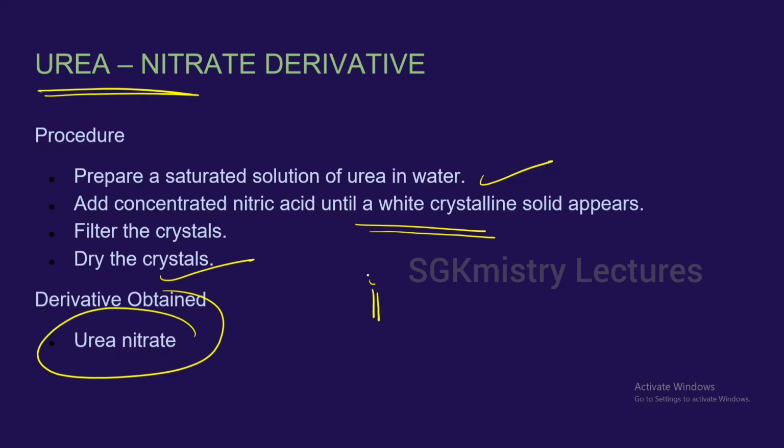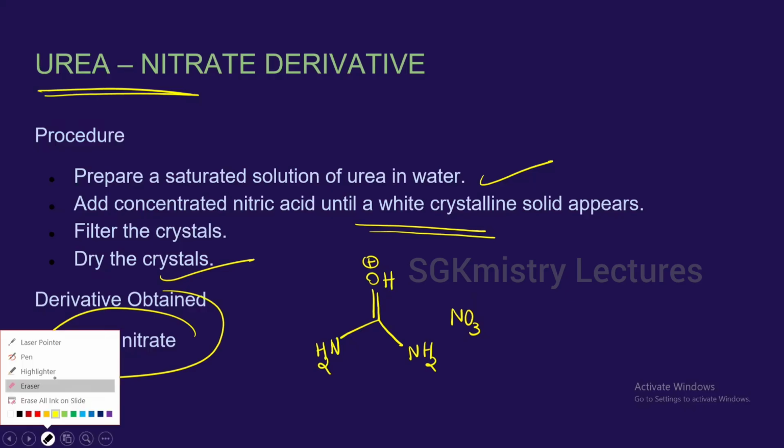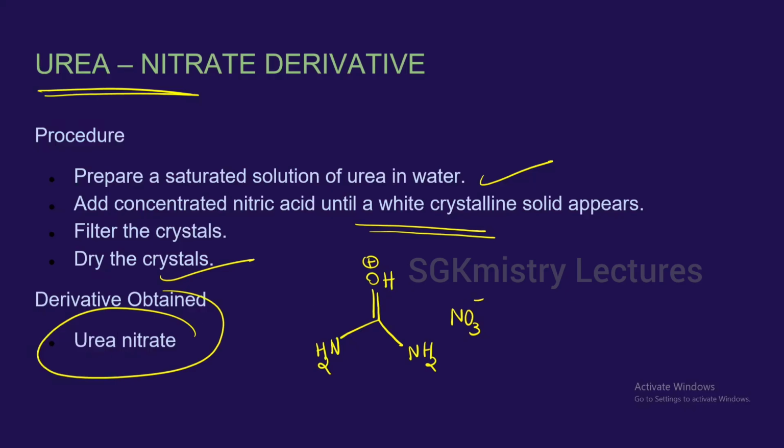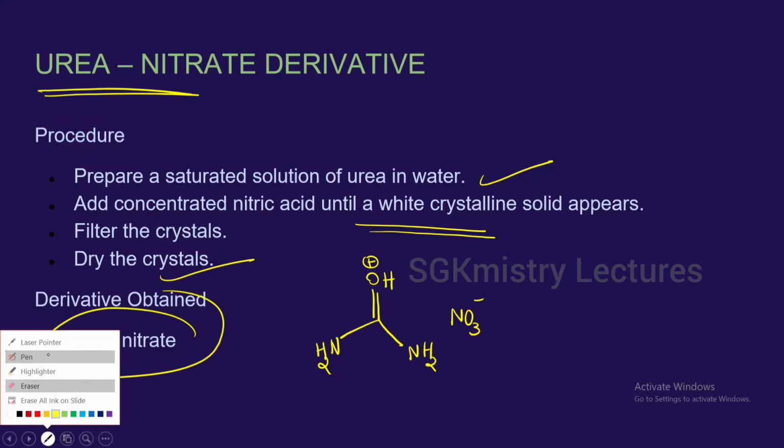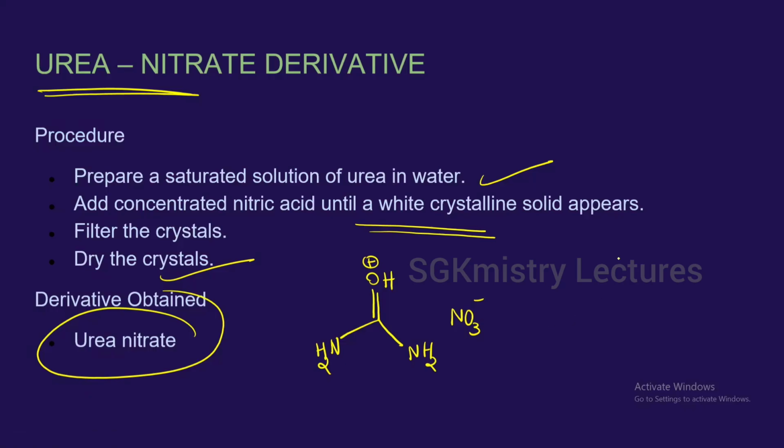So here the structure is OH, here we have NH2, NH2. Since an H is there, it will become plus, and here we have nitrate, NO3 minus. Okay, so the name is urea nitrate, and this is the structure. So you need to remember the name as well as the structure of the derivative.